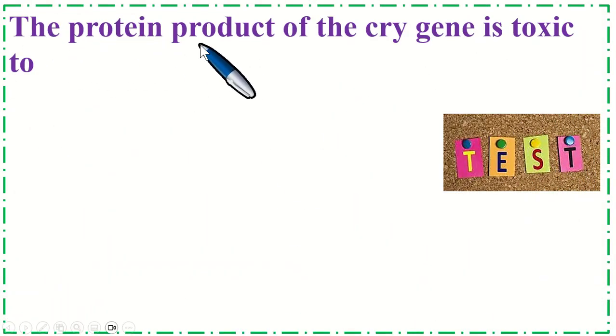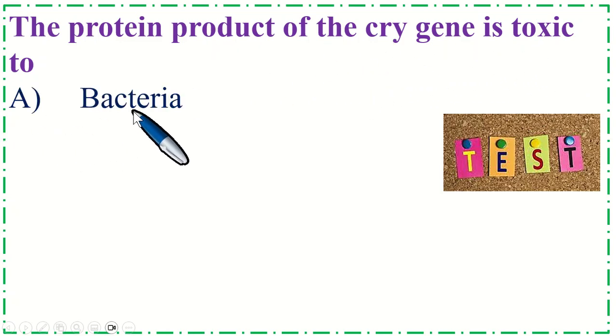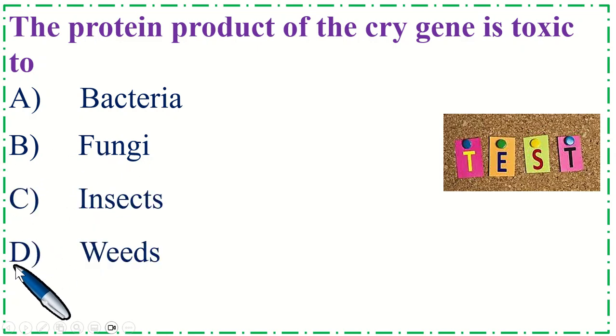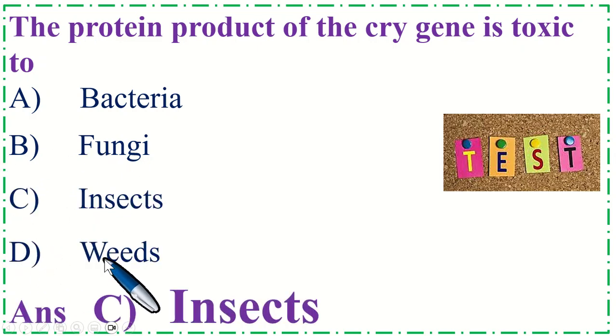The protein product of the cry gene is toxic to option A bacteria, B fungi, C insects, option D weeds. Correct option is C insects.